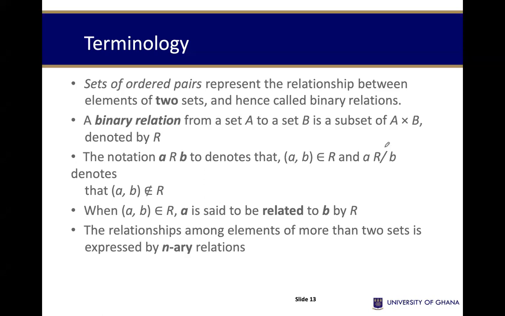So we have set A, which has some ordered elements on it, set B, which also has some other elements on it. Once we want to be able to find the level of correlation or association or relationship between them, then we can call it the binary relations. So a binary relation from a set A to a set B is a subset of all the Cartesian product of A and B, which you can see here, which is denoted by R.